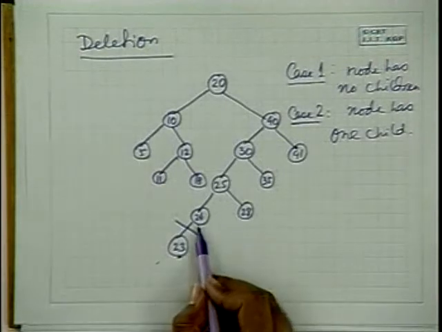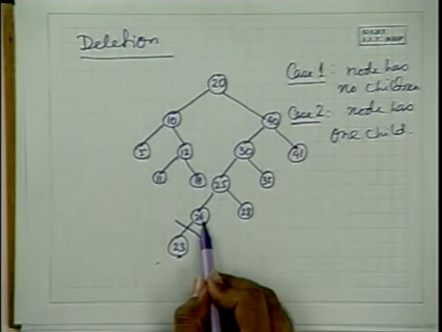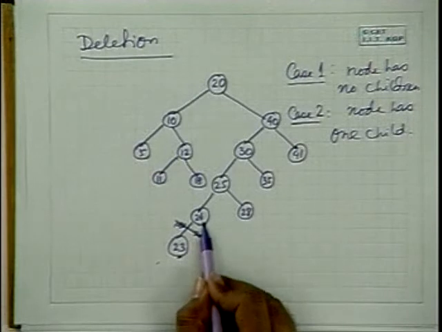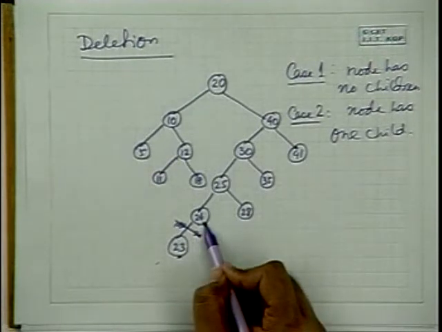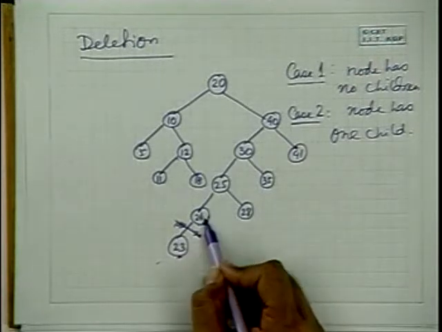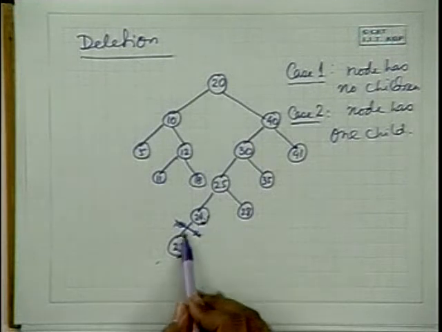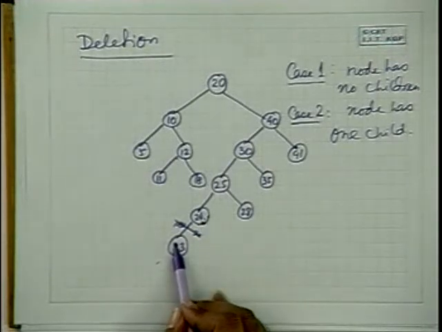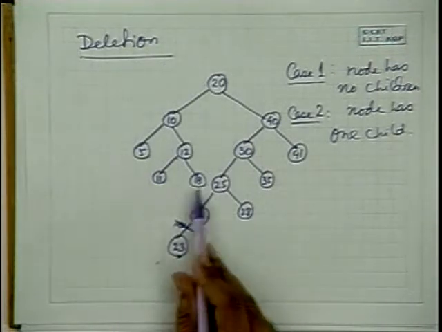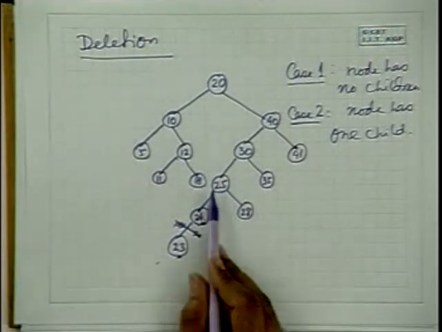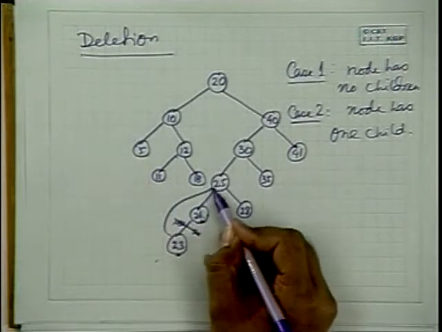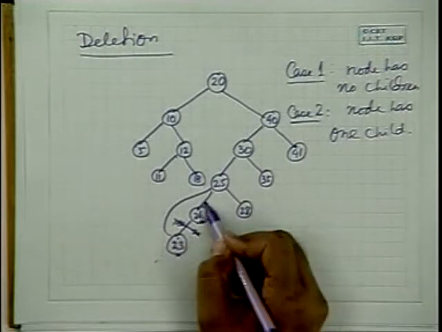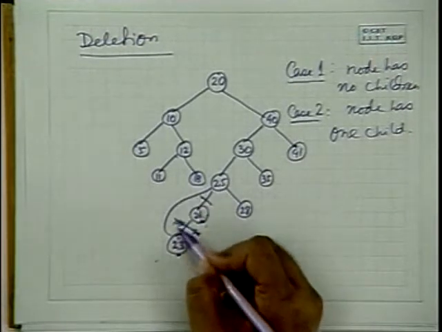So let's take 24, this one, in the original tree. We are required to delete this 24. What would you do? It has only one child. So what you do is take its only child and set that child's parent pointer to its own parent pointer. So this will be pointing to basically this. So 25 will be linked to it, and this node will be bypassed.